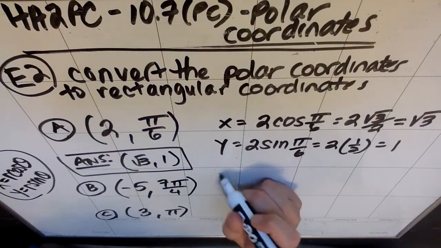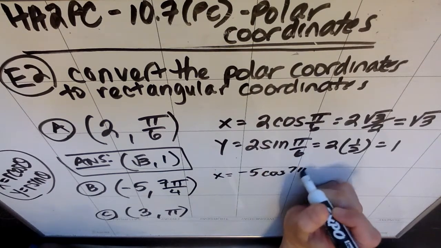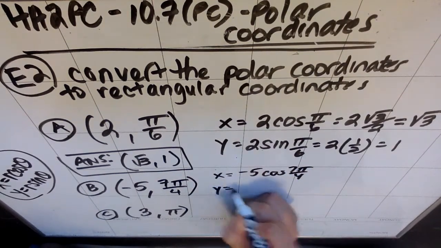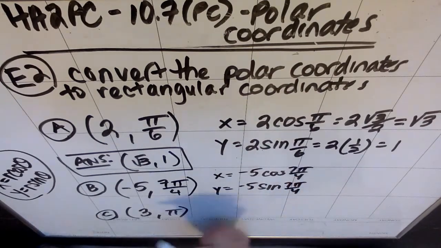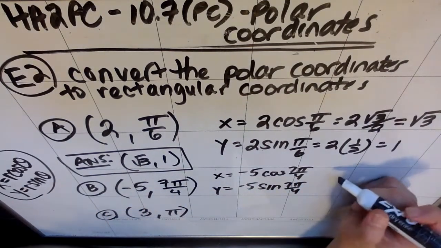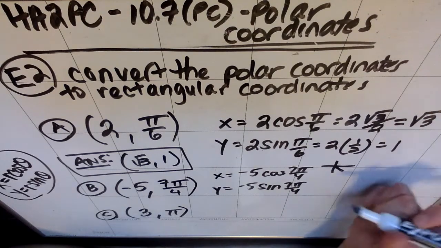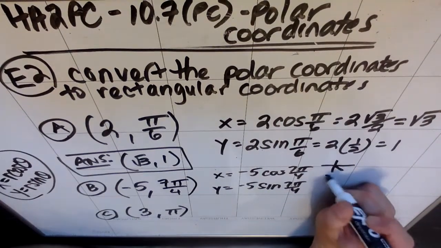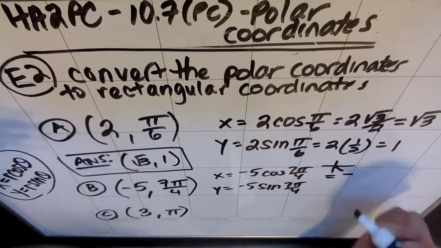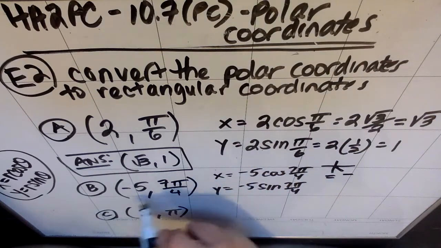For B, my x is going to be negative 5 cosine of 7 pi over 4. My y is going to be negative 5 sine of 7 pi over 4. Now 7 pi over 4, if you recall, is the 45-degree angle, or the pi over 4 angle in quadrant 4. So it's going to have root 2 over 2 for both coordinates. It's just a matter of which sign. So the x on the unit circle will be positive. It's going to net a negative because we're walking backwards.